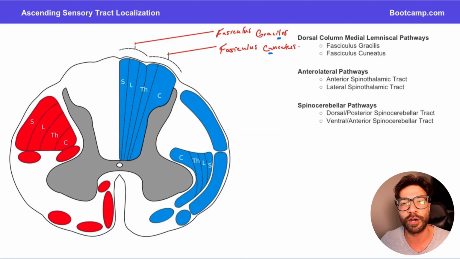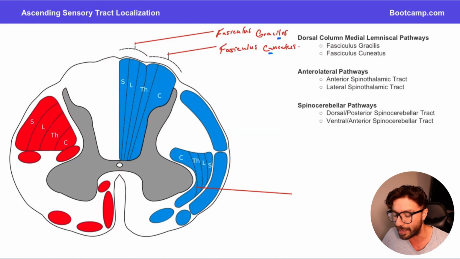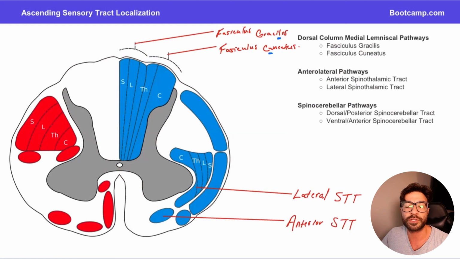Next up, we have our anterior lateral system, or our anterior and lateral spinothalamic pathways. Now, our lateral spinothalamic pathway, that's going to be this big one found right here. And this wraps around the lateral aspect of the ventral horn. And our anterior spinothalamic pathway, that's going to be this one found right here. So you can see the spinothalamic pathway has kind of a C shape wrapping around the ventral horn, and then the anterior aspect is going to be found just anterior to the lateral spinothalamic tract.